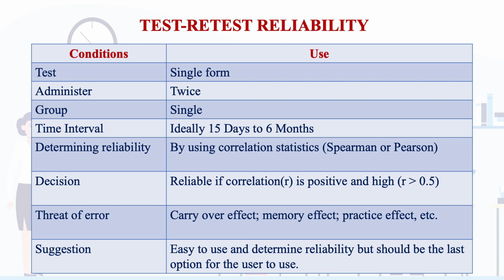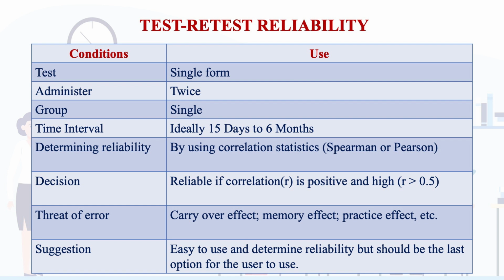So far as the time interval is concerned, ideally the interval will be from 15 days to 6 months. So the retesting, or the second administration of the test, should not be done before 15 days or after 6 months. Retesting will be done within the gap of 15 days to 6 months. And further, how to determine reliability? By using correlation coefficient or correlation statistics, by using a correlation method, just like the Spearman correlation method or Pearson correlation method.